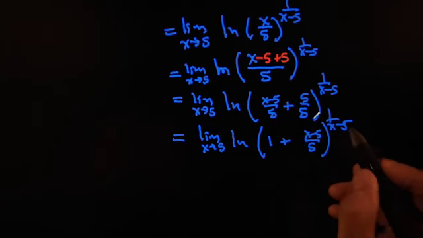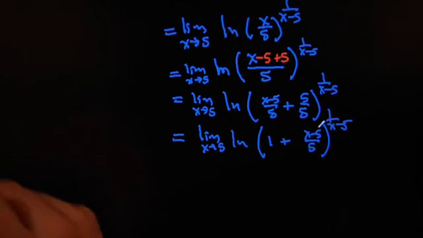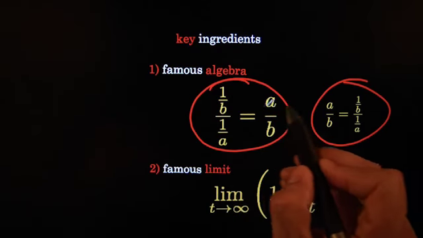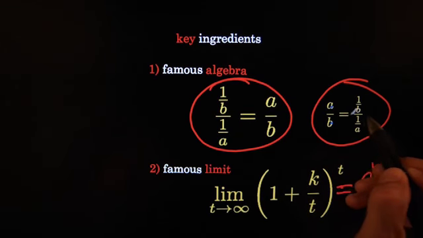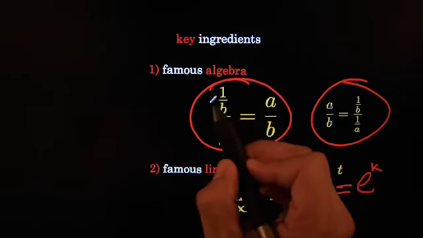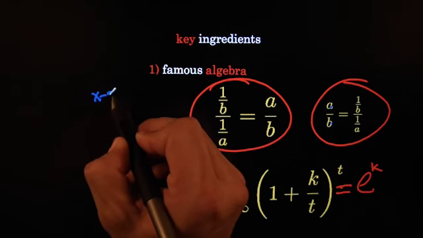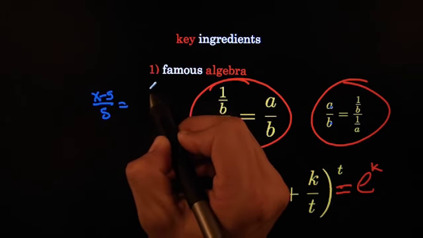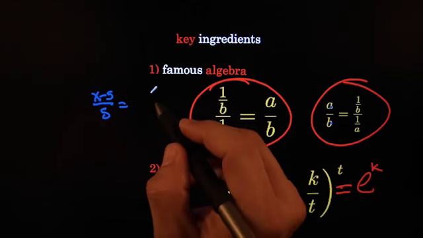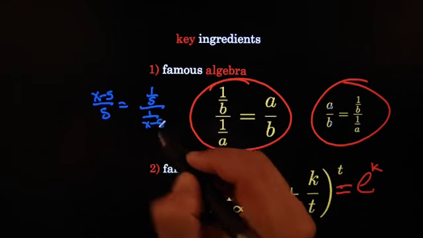So I keep on going. Oh yeah, this is where I use the other fact. Remember here, I could take any fraction I want, a over b, and I can rewrite it in this funky way. Right? This is just algebra. So I could do that, for example, if I have x minus 5 over 5, I could rewrite that as 1 over 5 all over 1 over x minus 5.